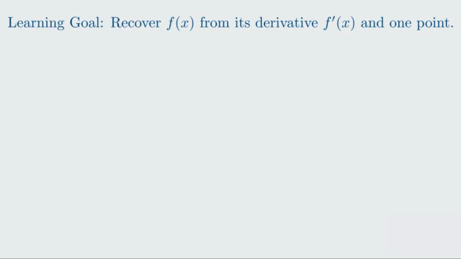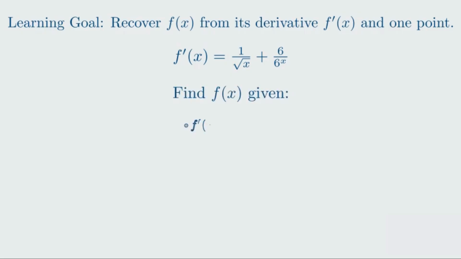The problem asks us to find the equation of a curve, y equals f of x. We are given its derivative, which is f prime of x equals 1 over the square root of x, plus 6 over 6 to the power of x. And we are also given a boundary condition, that the curve passes through the point where x is 3 and y is 1. This is written as f of 3 equals 1.